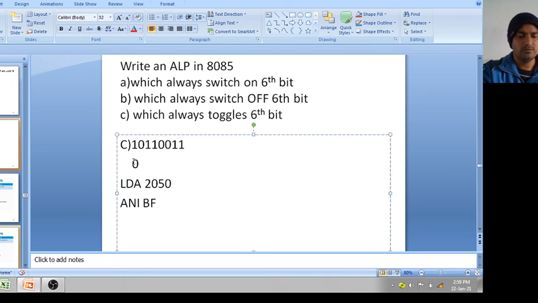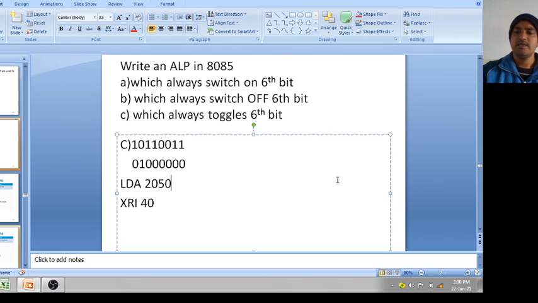here will be 0 1 0 0 0 0 0 0. 1 XOR 0 is 1, and XOR with 1 means you have toggled. The complement of 0 is 1. Okay, so what will be the value? This is nothing, this is your 40. This is your C bar. Okay, in this way you can implement all the operations A, B and C.